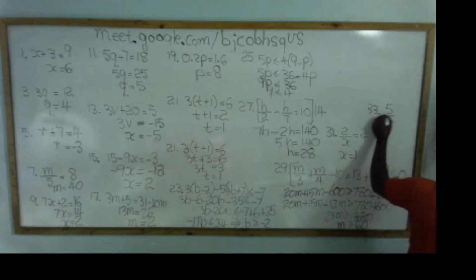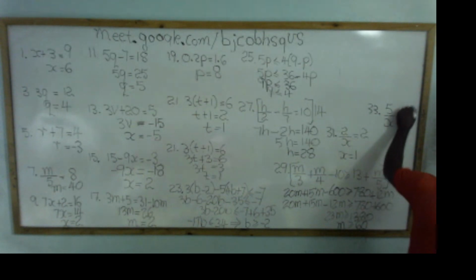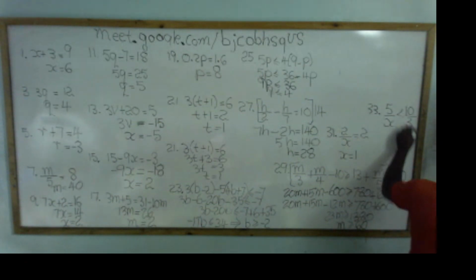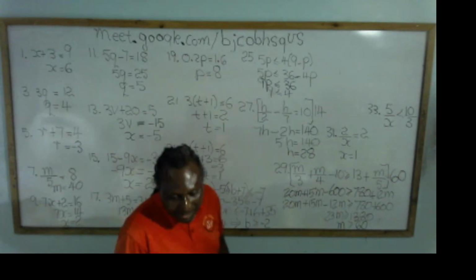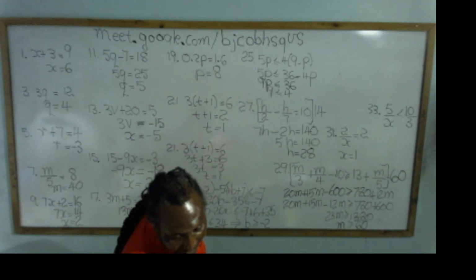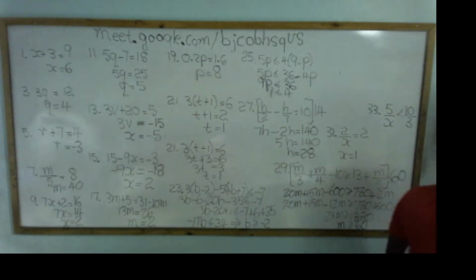Five over x is less than 10 over 3. If it goes into the light, no, it doesn't go into it. 5 over x is less than or equal to 10 over 3. 5 over x is, let me see if it's less than or equal to, is less than 10 over 3.